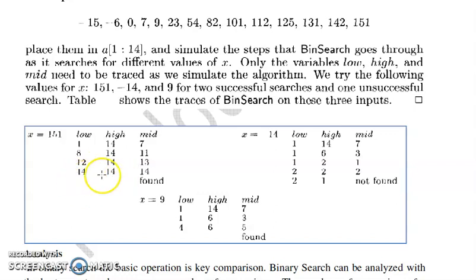Whenever the low and high values are the same, the mid value is also the same. Now in the 14th position we can find that element, so we can call the search successful. Similarly, you can do it for the key element 14 and the key element 9. Check how many iterations it will take to search that particular element.